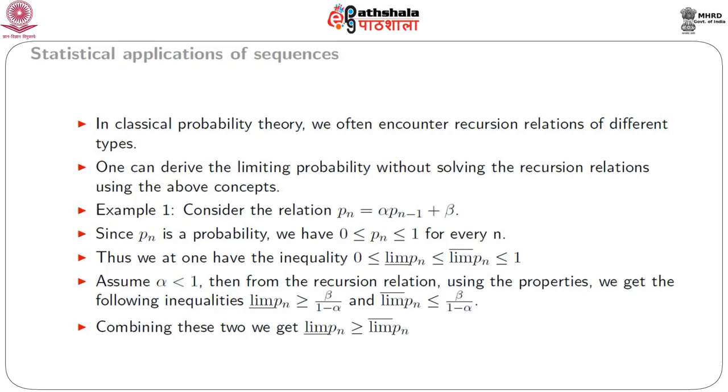Now assume alpha less than 1. Then from the recursion relation using the properties, we get the following inequalities. The first inequality is limit inferior of Pn greater than or equal to beta by 1 minus alpha, and limit superior of Pn is less than or equal to beta by 1 minus alpha. Now combining these two, we get limit inferior of Pn greater than or equal to limit superior of Pn.